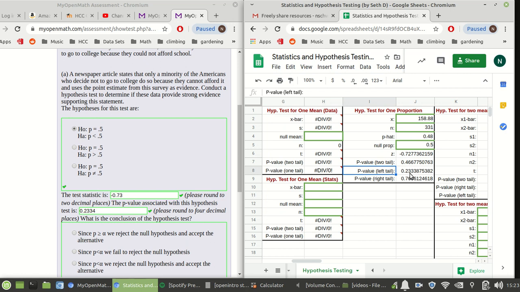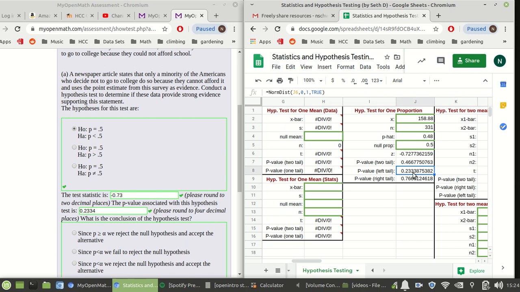That's 0.233. If we had chosen a right-tailed test, that would be this one here. So greater than will always be a right-tailed test, less than will always be a left-tailed test. And these two numbers, you'll notice, are complements. You add them up and they get up to 100%. You'll also notice that the left tail, if you multiply it by 2, you get the two-tailed one. So that's where those numbers are coming from.